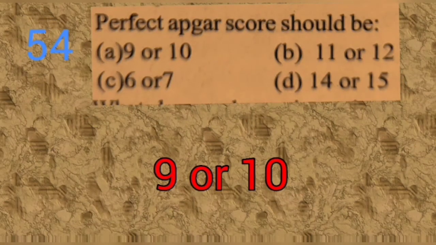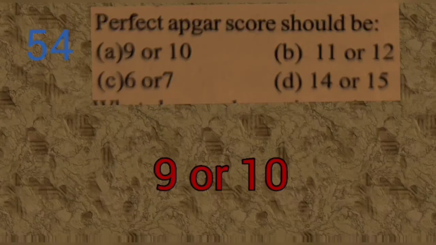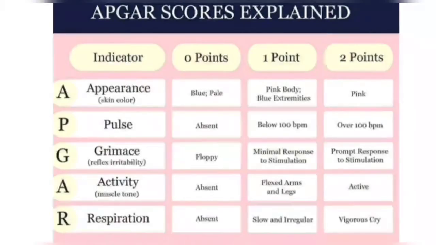Let's go through the Apgar score. I'll explain the Apgar score now. The perfect APGAR score should be 9 or 10. APGAR means A indicates appearance, P indicates pulse, G indicates grimace, that is reflex irritability, A indicates activity, and R indicates respiration.